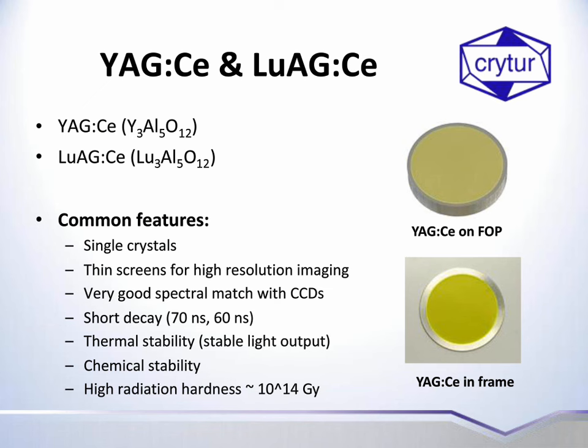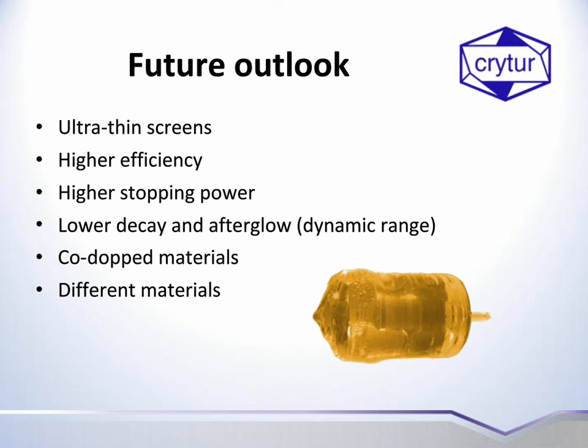Let's switch to the next slide to see what some future outlook can be. So we are constantly looking for new scintillators, especially ultra-thin screens, which would provide very high resolution. This resolution can be really very high, even below 1 micron. Then high efficiency, this is connected with the light yield, so we need to get more photons out of scintillators to have higher signal on our detector. Higher stopping power is very interesting for high radiation, and also lower decay and afterglow, because afterglow, as I said, is connected to the residual radiation, and it will have a diminishing effect on the image quality.